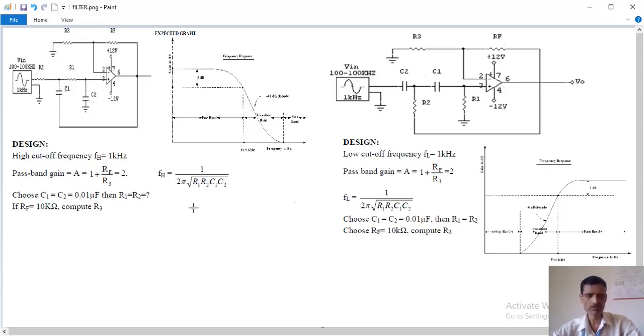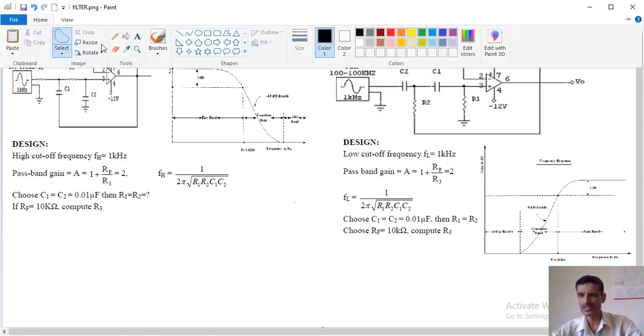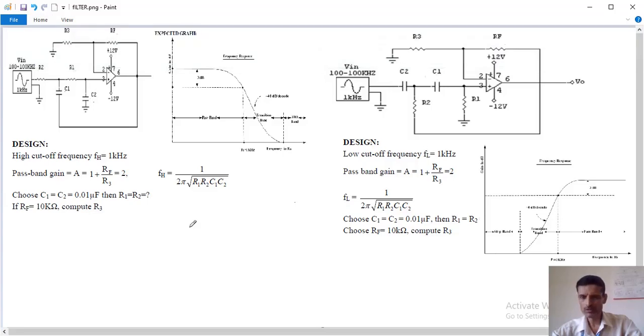In that case the formula changes. R1 is equal to R2, let us say equal to R, and C1 equal to C2 equal to C. So the formula changes to 1 by 2 pi root of R square C square, which is equal to 1 by 2 pi RC. So the formula in this case is 1 by 2 pi RC. When you substitute the value of the capacitor C1 equal to 0.01 microfarad, and the cutoff frequency fc is given as 1 kilohertz, you can assume the cutoff frequency is 1 kilohertz.